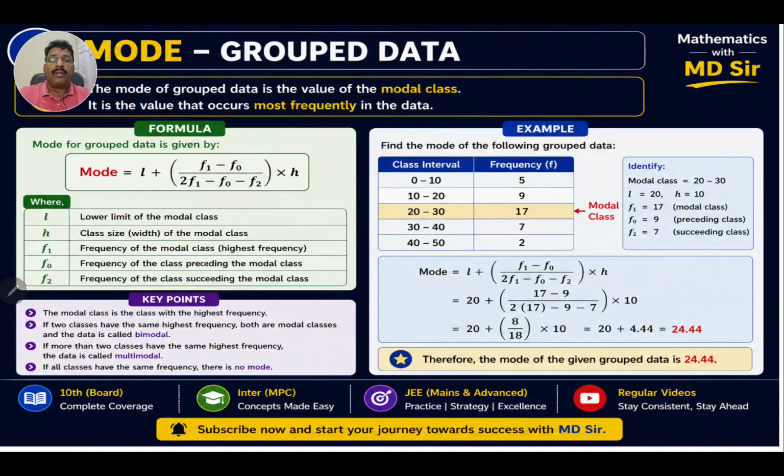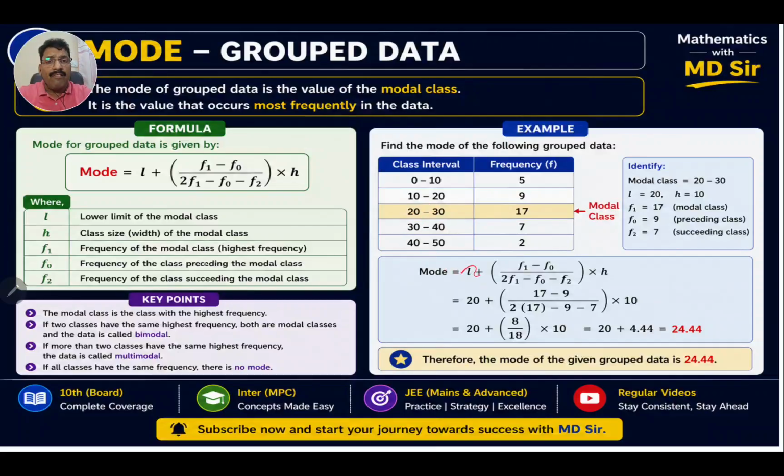See, in this example the class intervals are given as 0 to 10, 10 to 20, 20 to 30, 30 to 40, 40 to 50, and the frequencies are 5, 9, 17, 7, 2. First, we have to find the modal class. Which class is called the modal class? The class with the highest frequency. Out of all the frequencies 5, 9, 17, 7 and 2, 17 is the highest. So the class interval 20 to 30 is the modal class.